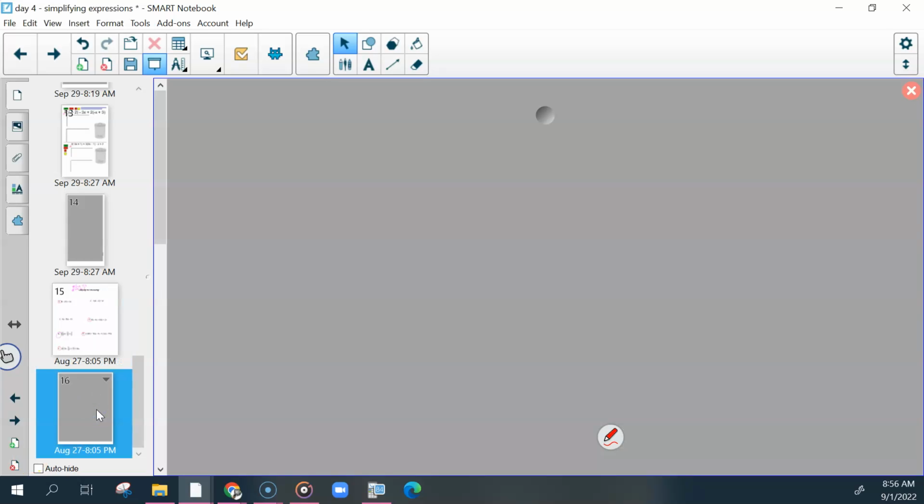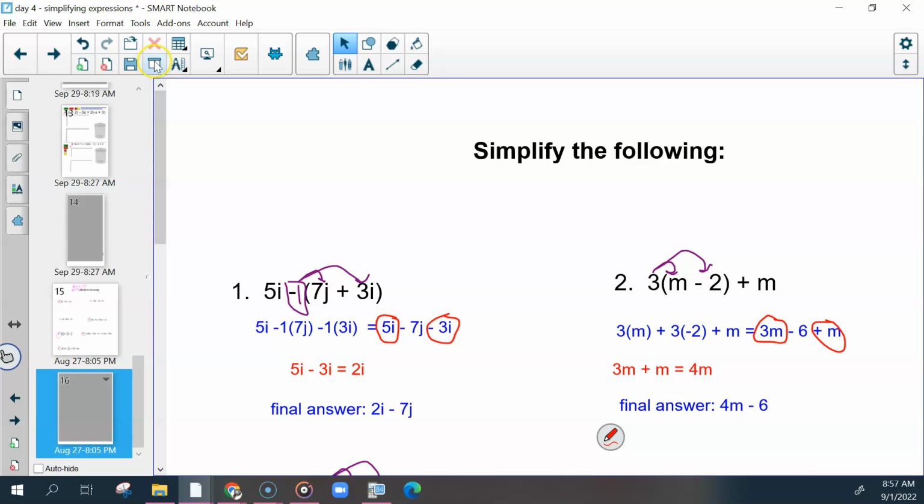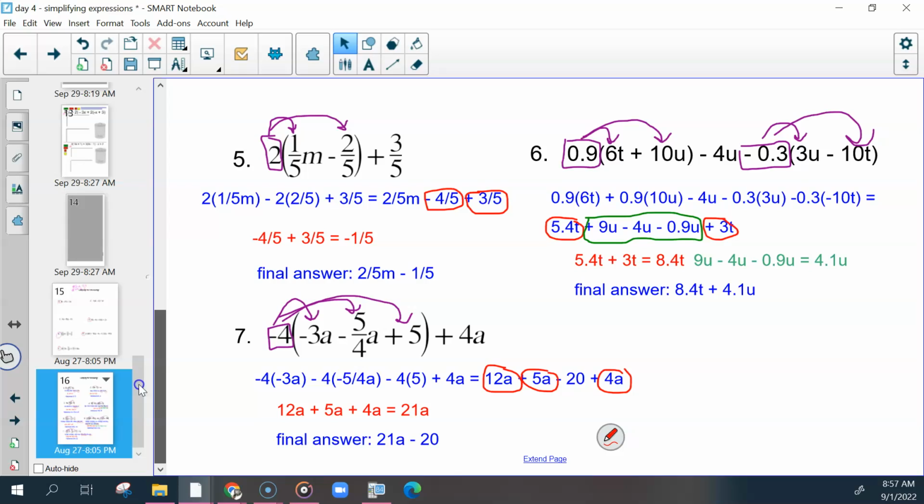Answer for 5 and 7. 5 and 6 is what I meant. Most of you got these correct. And I'll talk about some issues I saw along with everyone.